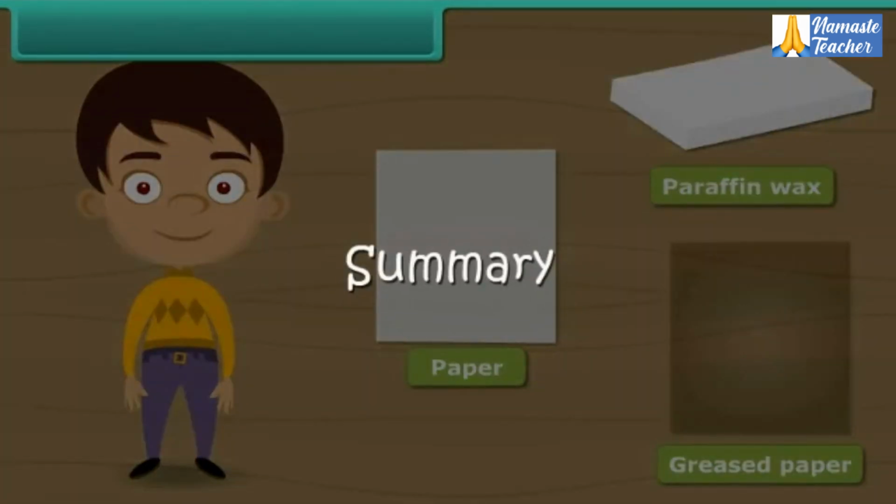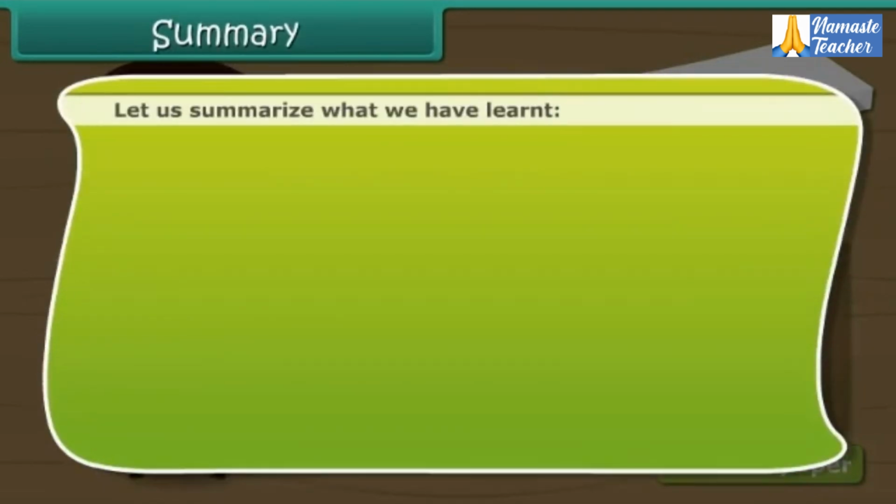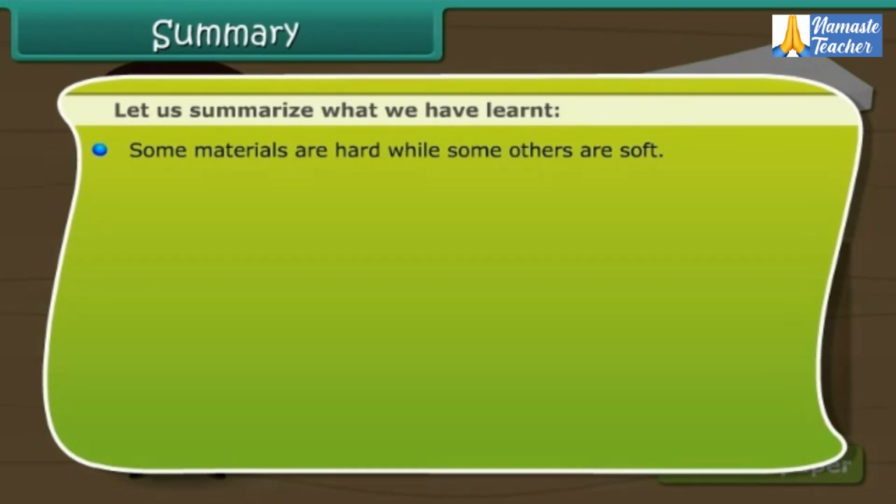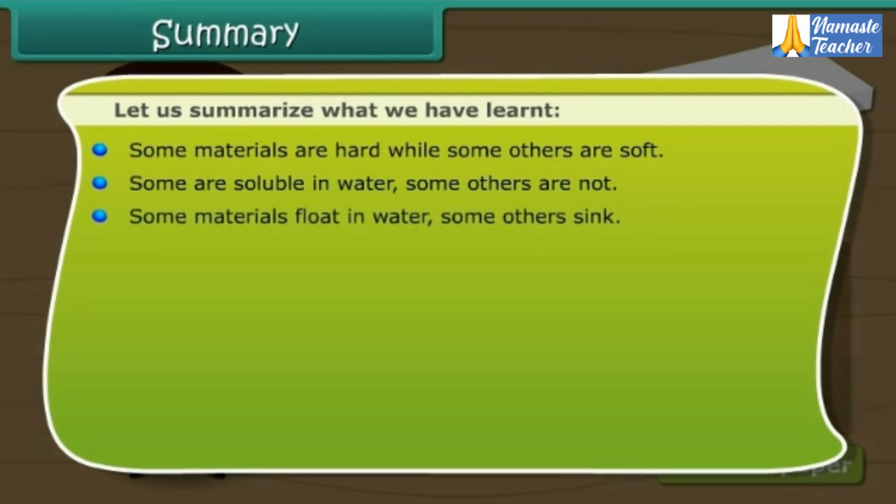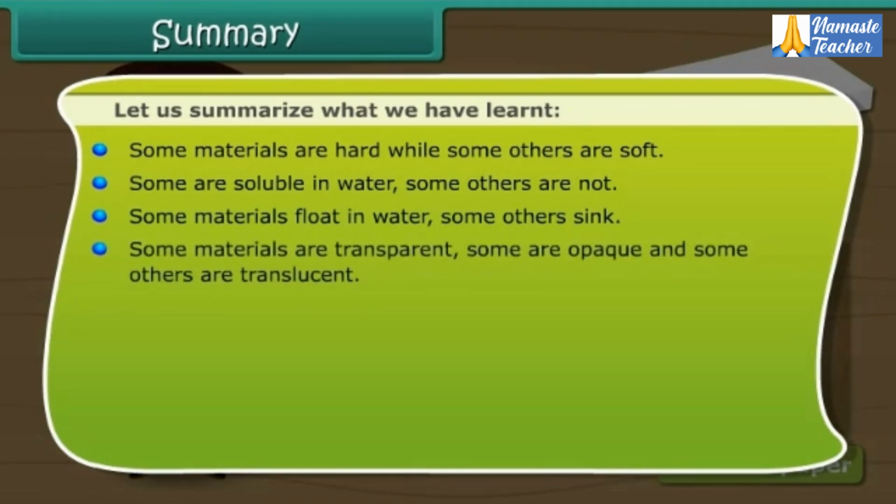Summary. Let us summarize what we have learned. Some materials are hard, while some others are soft. Some are soluble in water, some others are not. Some materials float in water, some others sink. Some materials are transparent, some are opaque, and some others are translucent.